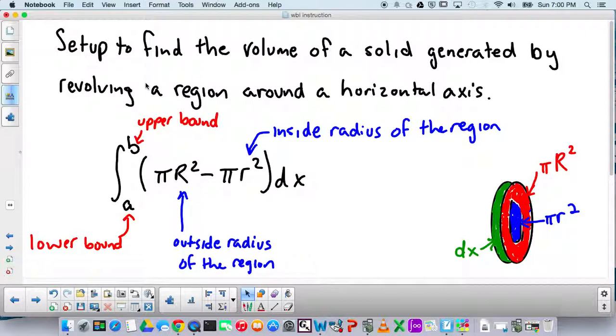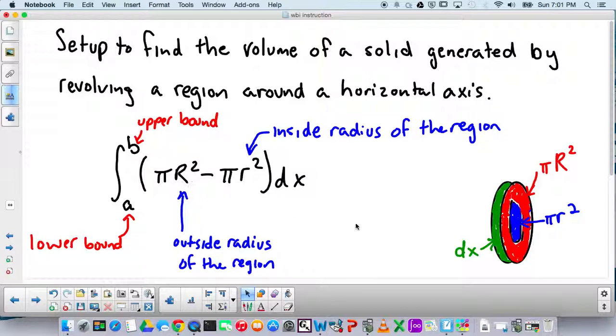To find the volume of a solid generated by revolving a region around a horizontal axis, we are going to integrate from the lower bound, which is the lowest x value contained in the region, to the upper bound, which is the greatest x value contained in the region. We're going to integrate the function pi big R squared minus pi little r squared.